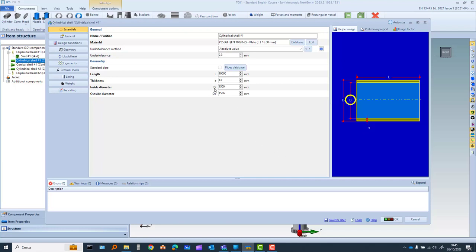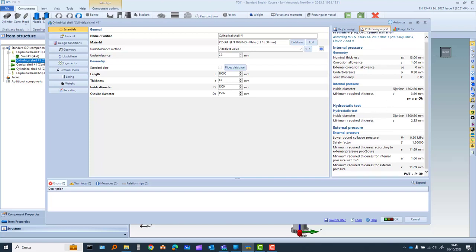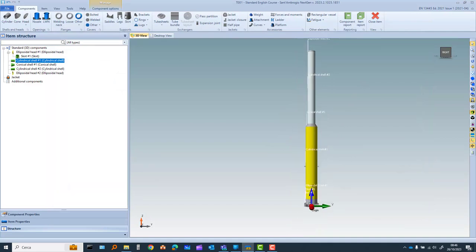This lower cylindrical part has a diameter of 1.5 meters. Of course, all these components are made of carbon steel material, P355GH. The preliminary report here says that for the internal pressure, the minimum required thickness is 3.69. For the external pressure it is 11.69. Therefore, the thickness which has been used, the 13 millimeters, is sufficient. We close it. We now go to the base of the column.